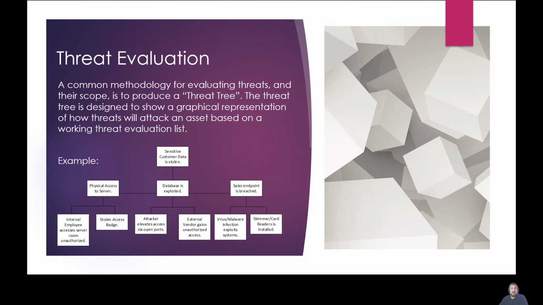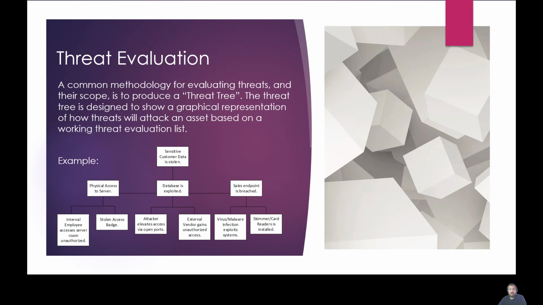In your threat evaluation, you may even come up with a threat tree. So basically, you come up with the item, ways that it's threatened, and the methods that it's threatened by. For instance, your company stores sensitive customer data. How can that data be threatened? Well, it can be threatened by physical access to the database. The database could be exploited, or you could have a sales endpoint breached, right? So those are 3 threat vectors.